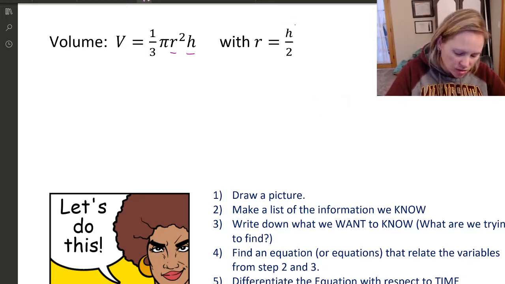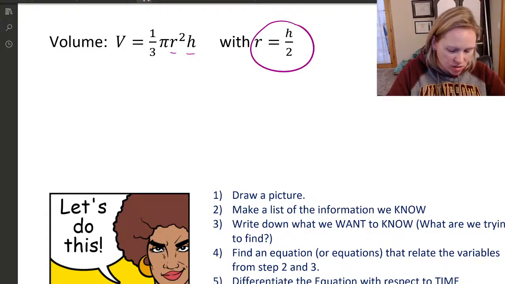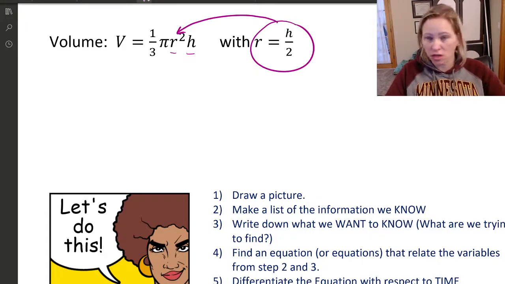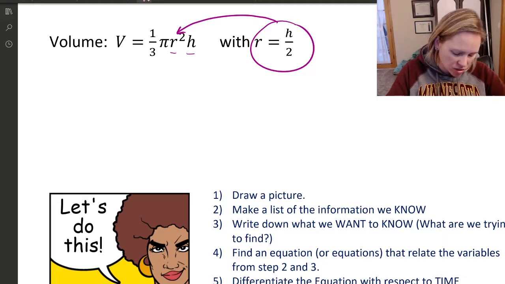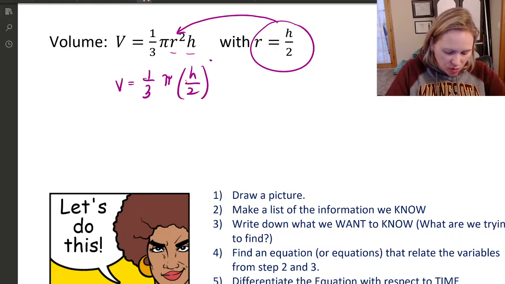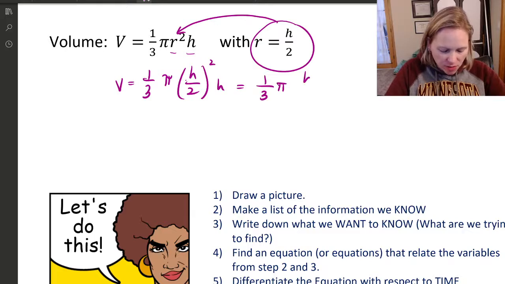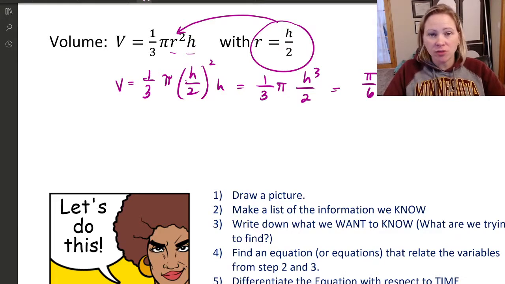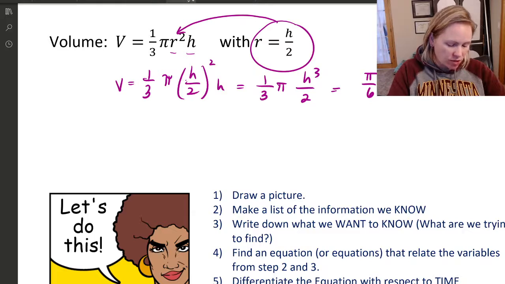So what I'm going to do is, if I ever have a relationship where it says r equals some expression in terms of one of the other variables, I'm going to replace that first. And so I'm going to rewrite this. I'm going to have 1/3 pi times (h over 2) all squared times h. And then I'm going to simplify, and this will be h cubed over 4, times 1/3 pi. And I'm going to simplify one more time to pi over 12 h cubed. So there's my volume equation. That's what I'm going to differentiate with respect to time.